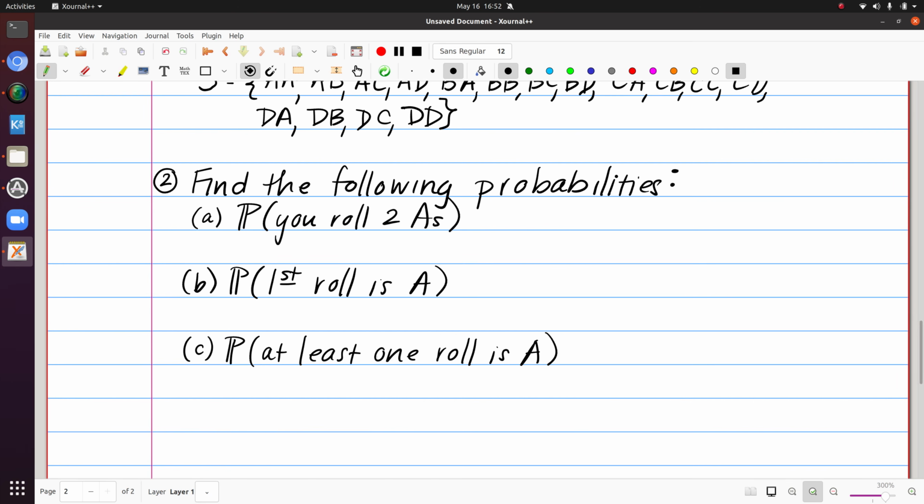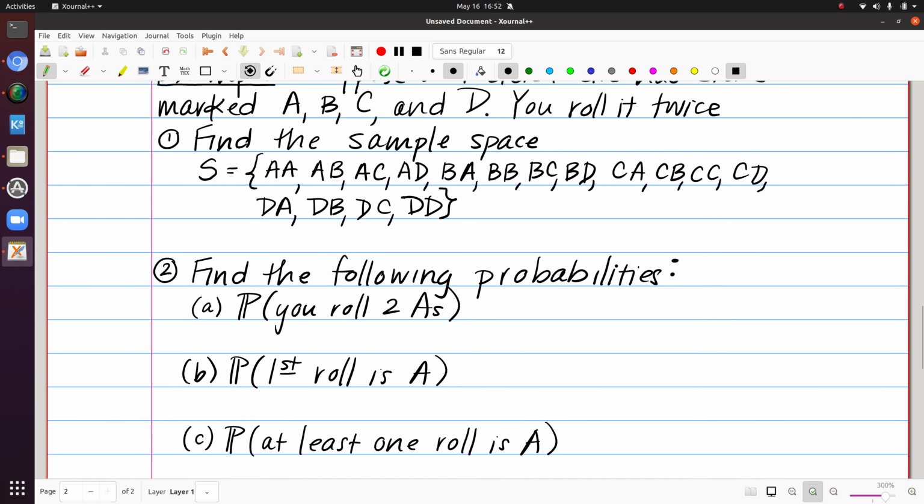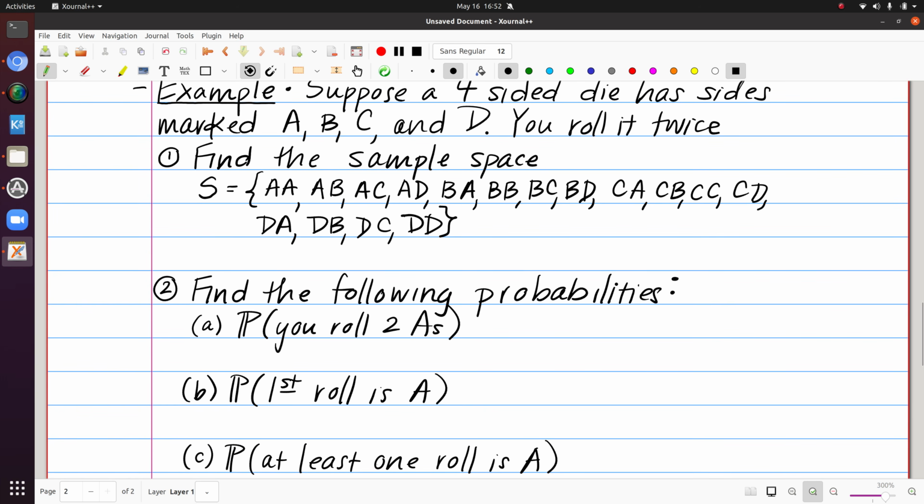So this second part of the example is asking us to actually compute some of these probabilities. So the probability that you roll 2 A's, that's going to be the probability that your outcome is AA, and that is one of our 16 possible outcomes. So that's just going to be the probability is 1/16.